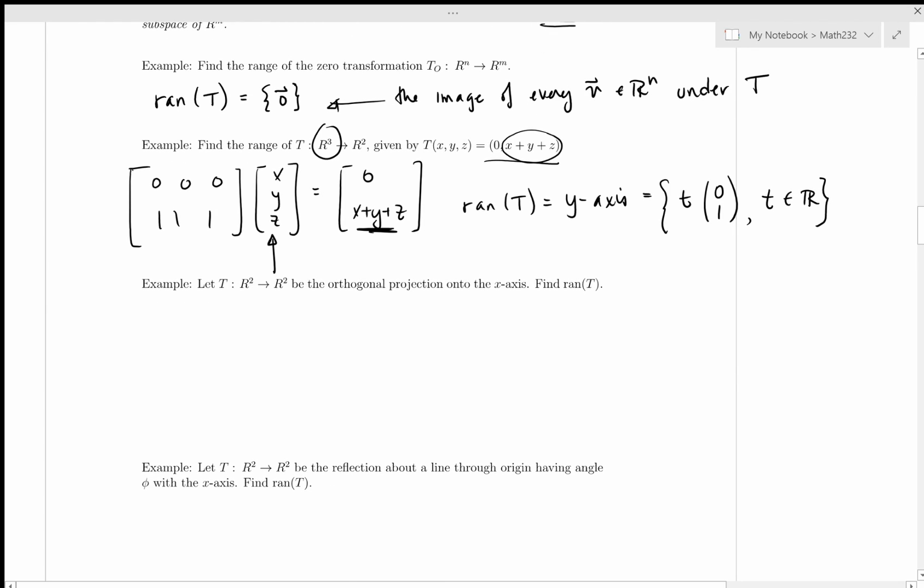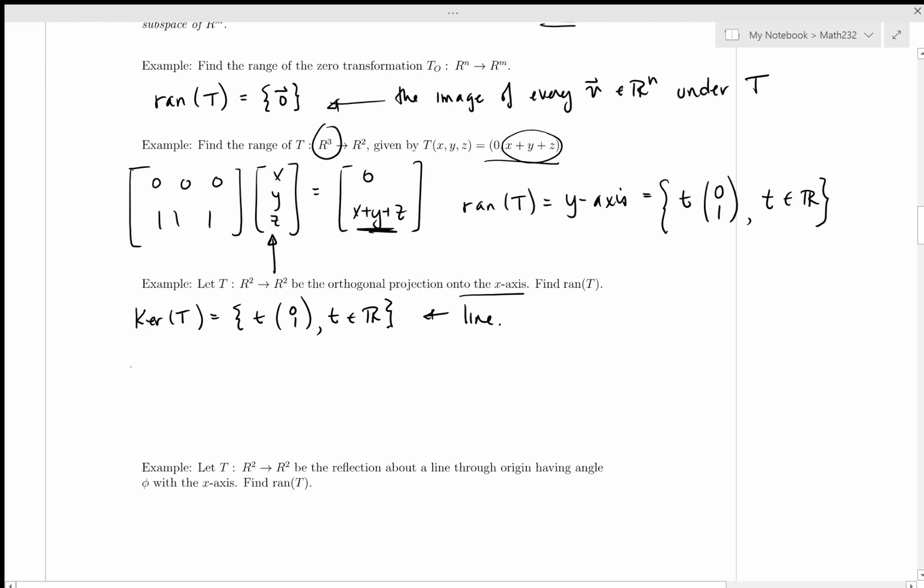We've got orthogonal projection again. Again, we found the kernel of this already. Now we're asking, what is the range? Let's just remind ourselves what the kernel was. The kernel of T for this transformation, orthogonal projection onto the x-axis, sorry, the projection is onto the x-axis. The kernel of T is the y-axis. That's a line.